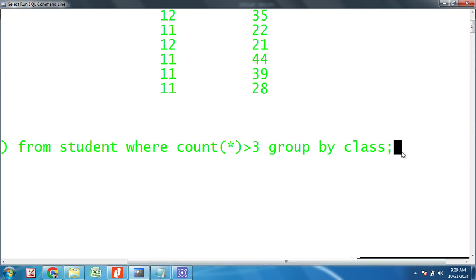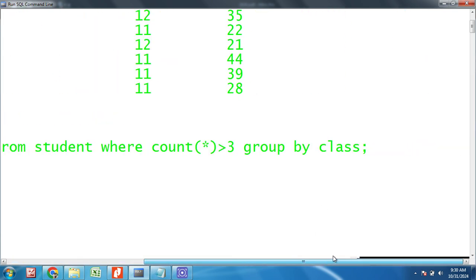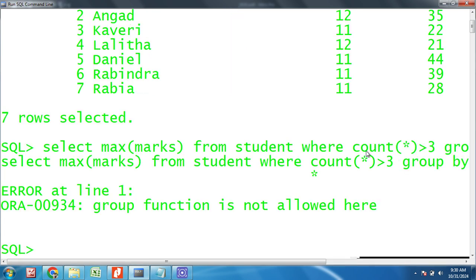Just go there and press the enter button. Now it is giving me an error: group function is not allowed here. So we cannot use a group function with where clause.